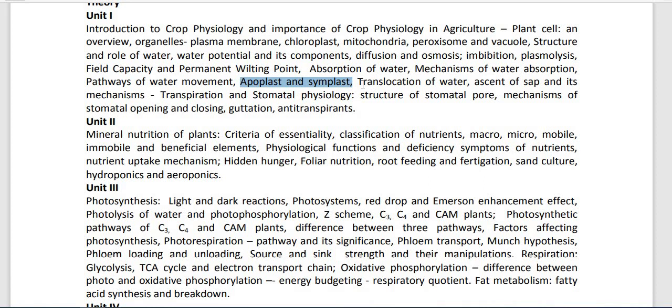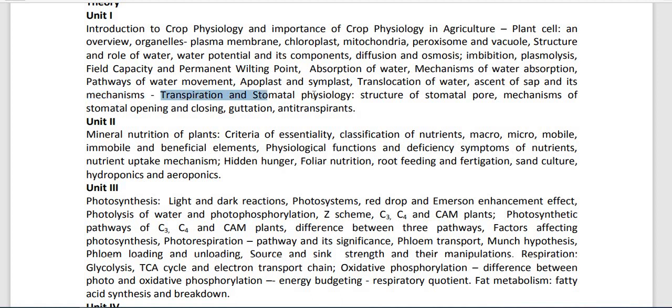Then coming to the translocation of water, you have to see the ascent of sap. Ascent of sap is nothing but the water moving in the xylem cells. The key notes here are that ascent of sap is otherwise called xylem movement of water transport, and it moves only in a unidirectional movement. Then its mechanisms. The physical and vital theories are involved in the ascent of sap. So we focus on this mechanism also.